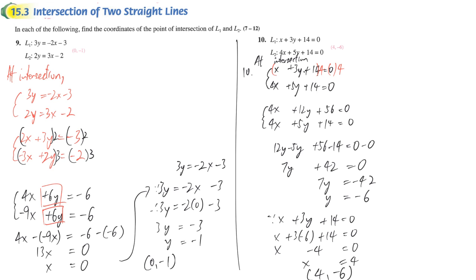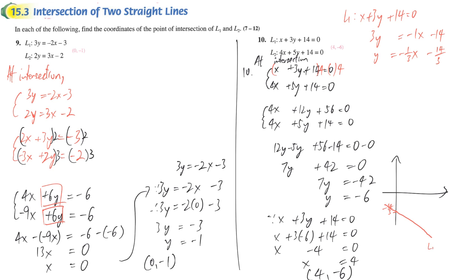A little bit more, I want you to be able to sketch the graph by changing the line to slope-intercept form. x plus 3y plus 14 is equal to 0. So 3y is negative 1x minus 14. So y is negative 1 over 3 x minus 14 over 3. Therefore, if we sketch the graph, I know that the y-intercept is negative 14 over 3. The slope is negative 1 over 3, going downward.